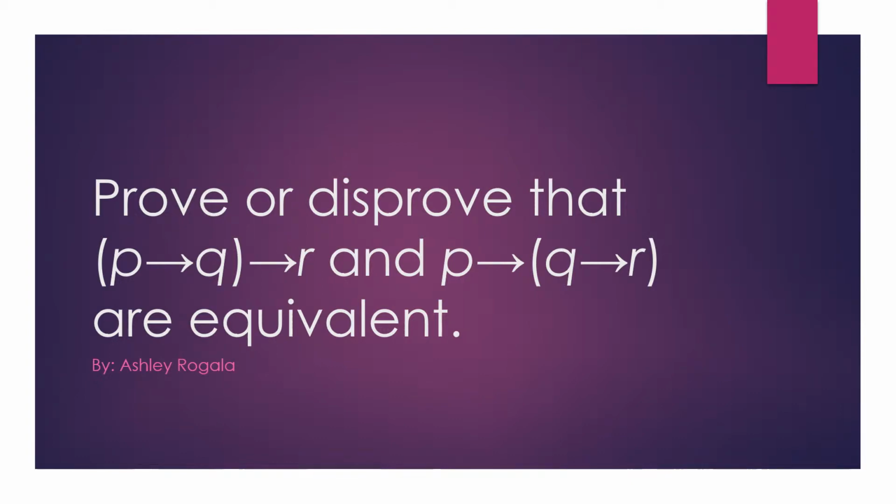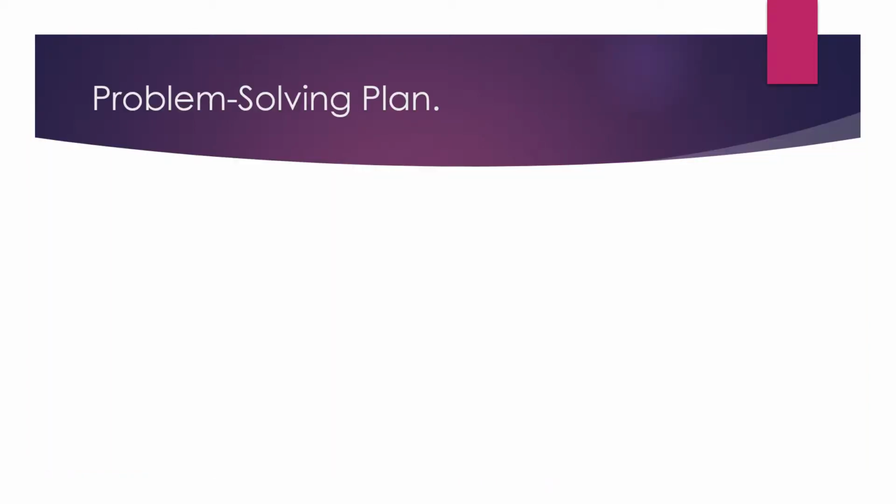In this video, I'm going to show you how you can prove or disprove that if the quantity, if P then Q, then R, and if P, then the quantity, if Q, then R, are equivalent. To solve this problem, I will use a problem-solving plan that includes 3 steps.